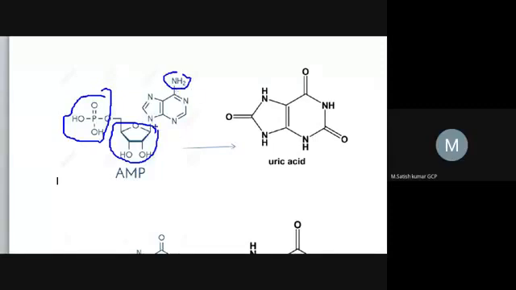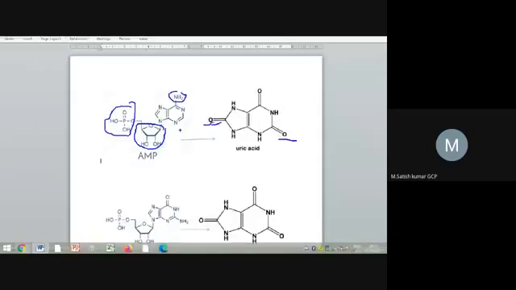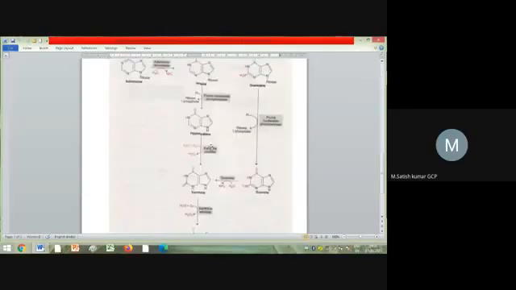But this nitrogenous base doesn't have keto groups. That means the nitrogenous base gets oxidized in the further steps. We can see the oxidation reactions in the further steps. So after the release of ribose, what are we forming here? Hypoxanthine will be produced. This hypoxanthine doesn't have any ribose sugar, phosphate molecule, or amine group, right? So it is completely a nitrogenous base.